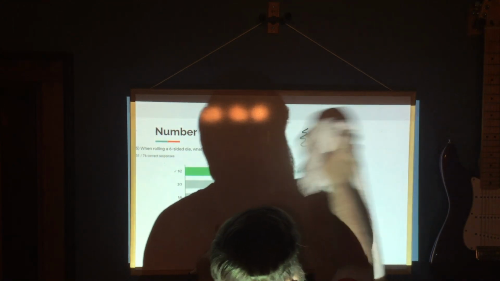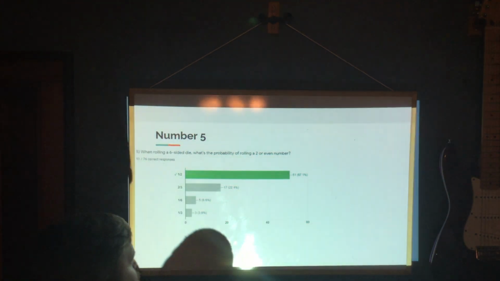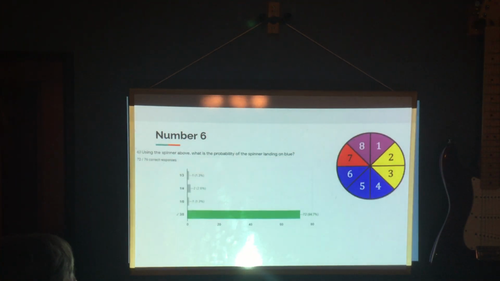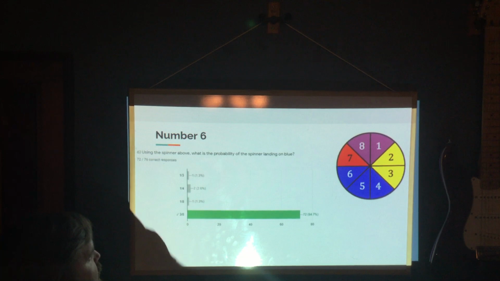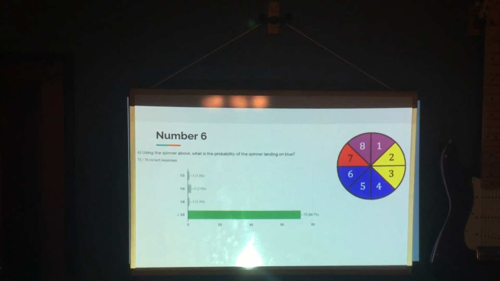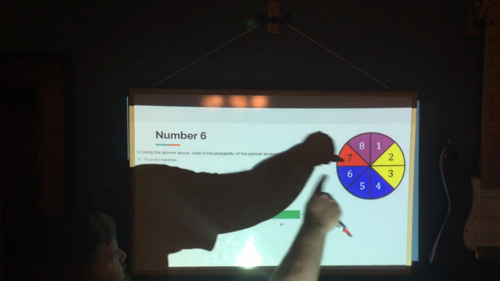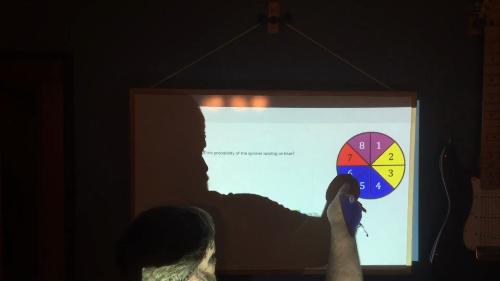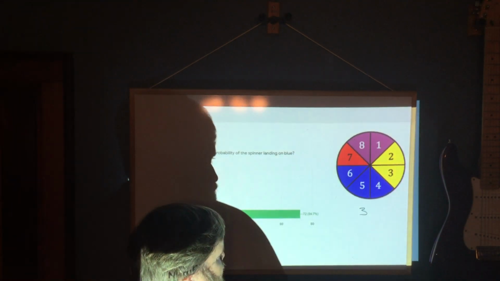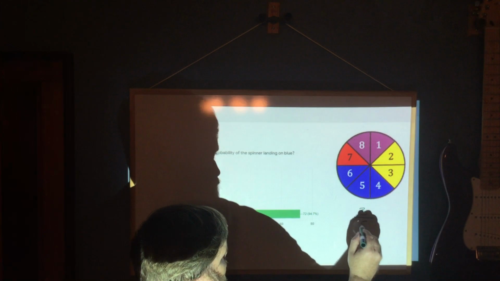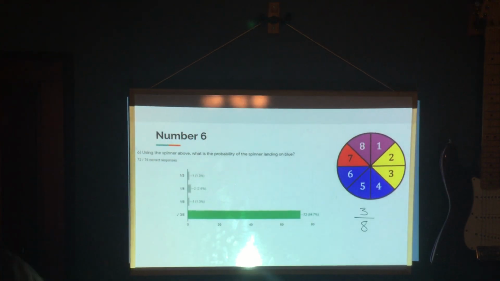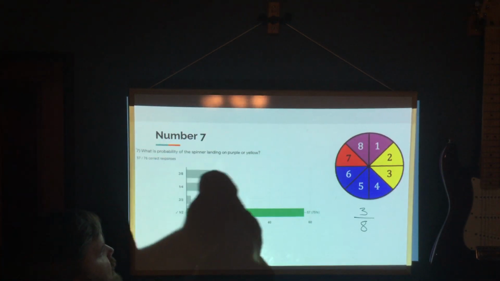All right, number 6. I think we switched over to the spin wheel. It says using the spinner above, what's the probability of landing on blue? Well, only 4 people missed this, so it's hardly worth going over. But there are 8 slices, 3 of them are blue. The desired outcome is blue. That's 3 out of 8. So we have a probability of 3/8.